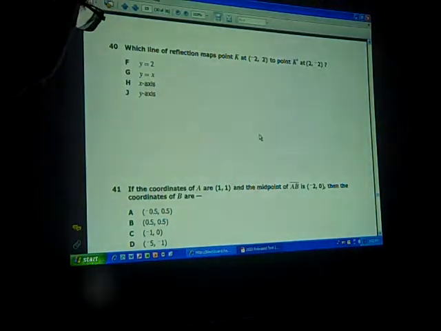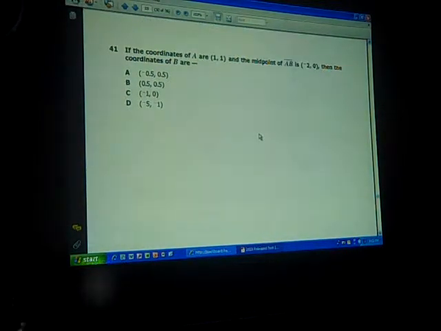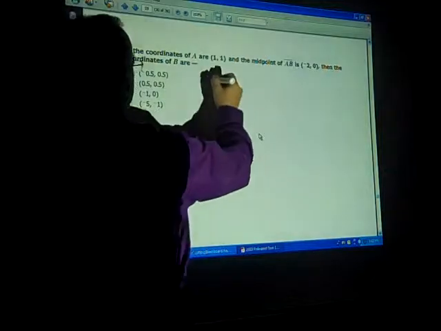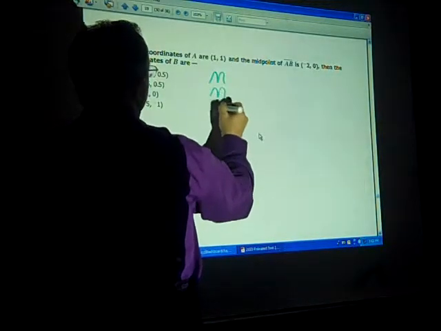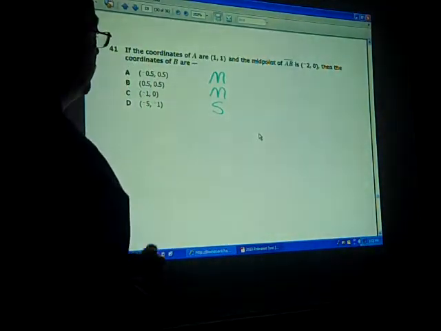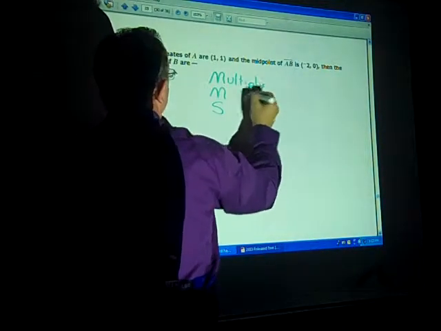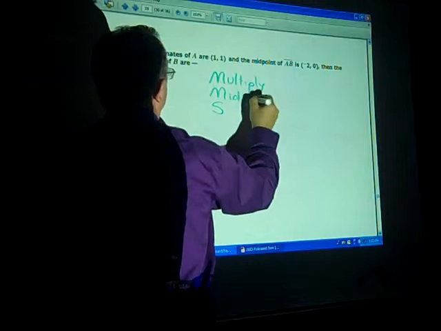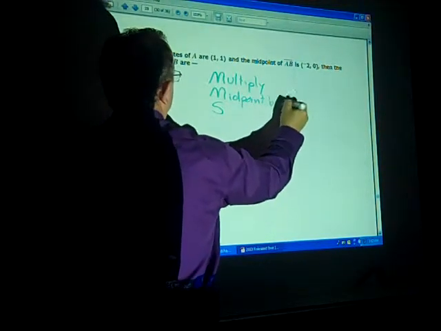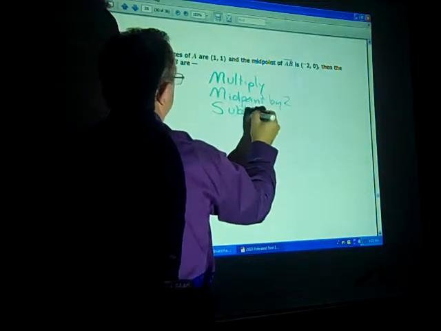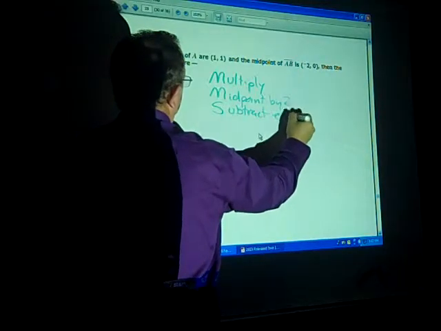Okay, two ways to do number 41. We're going to do it the way most people did it in this class, which was finding the missing endpoint using the midpoint. We need M&Ms, or if we're given the midpoint, we're going to do M&Ms. M stands for multiply the midpoint by 2. The other M stands for minus, subtract the endpoint that we're given.